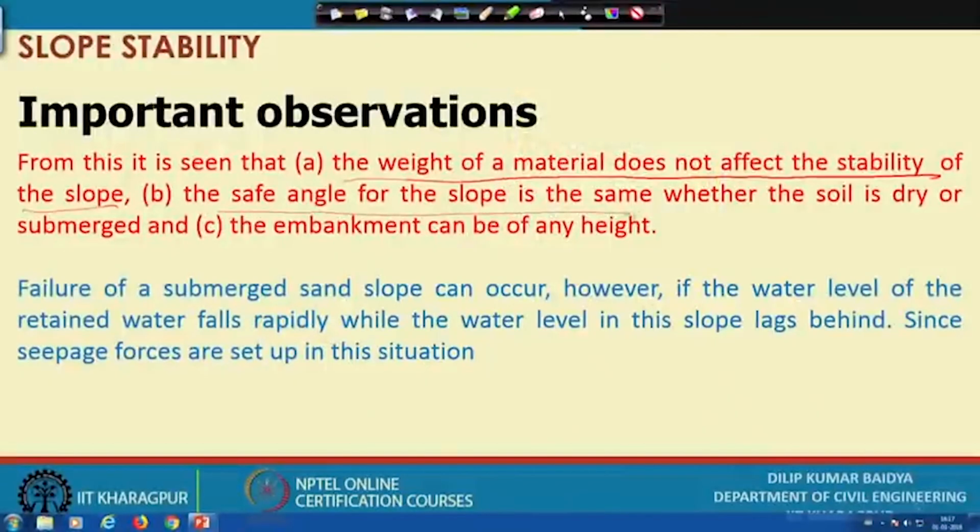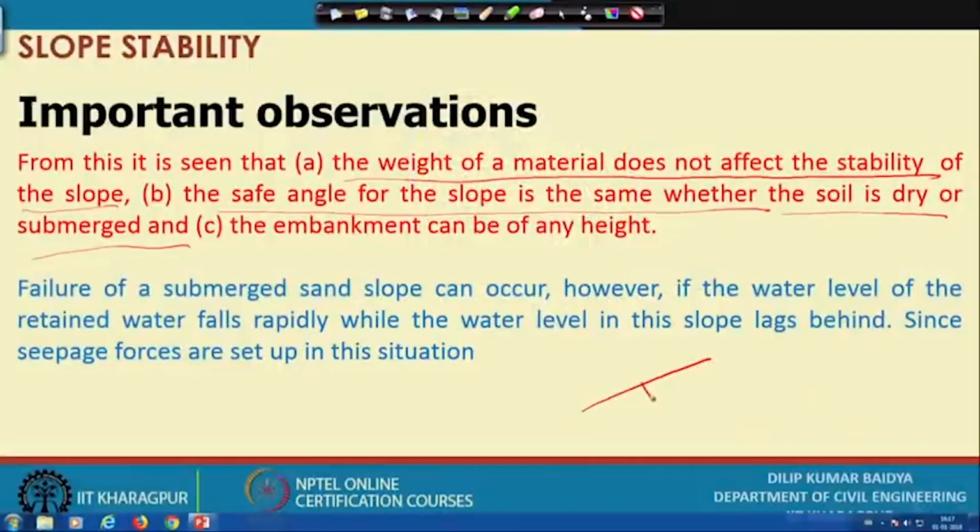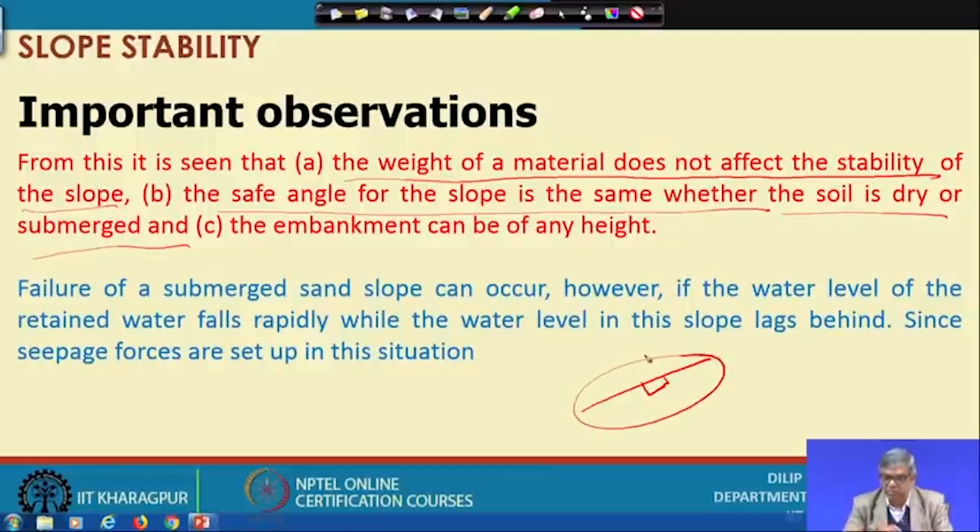The stable angle for the slope is the same whether the soil is dry or submerged. That means I have not considered whether it is dry soil, submerged soil or partially submerged soil. Simply I have considered the weight, and the only assumption is that it must be homogeneous, because when I consider a slope and take a small mass from here, that entire slope region should be homogeneous, the same soil type everywhere, then only it is valid. So homogeneous is assumed, but whether the soil is dry or submerged, we have not considered, so it is not dependent on it. And the embankment can be of any height.